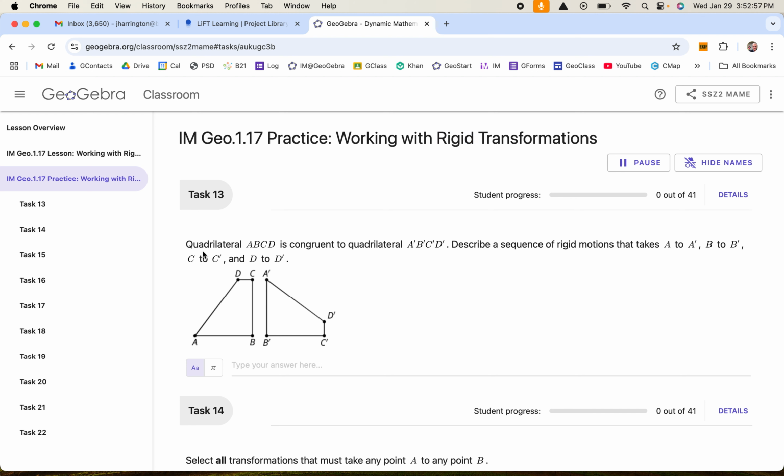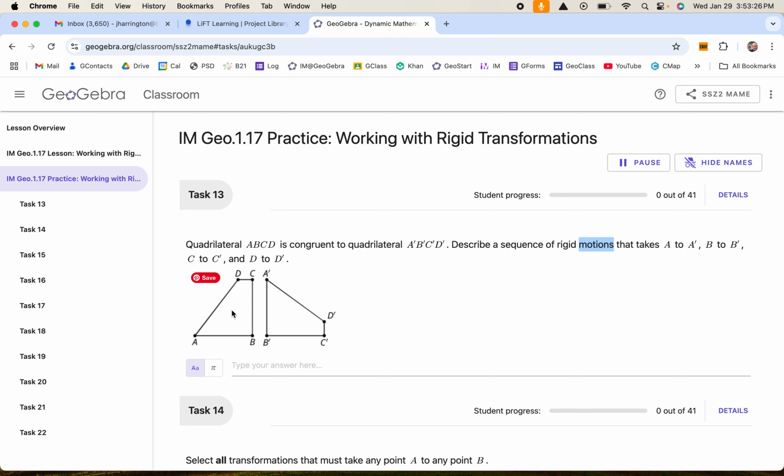All right, quadrilateral ABCD, there it is, is congruent to quadrilateral A prime, B prime, C prime, D prime. That's this one. They're congruent, which means they are the same size and the same shape. Describe a sequence of rigid motions, or rigid transformations, that takes A to A prime, B to B prime, C to C prime, and D to D prime.